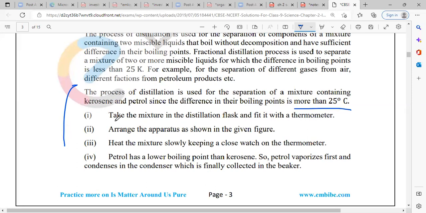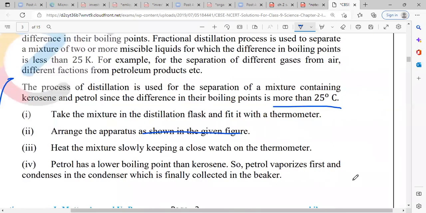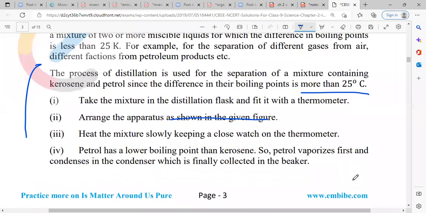First of all, you will take it in a distillation flask and fit it with a thermometer. Then arrange the apparatus. Don't write as shown in figure, just arrange the apparatus. Then heat the mixture slowly, keeping a close watch on the thermometer. Petrol has a lower boiling point than kerosene, so petrol vaporizes first and condenses in the condenser, and is finally collected in the beaker. Clear? Yes. So you can write it.